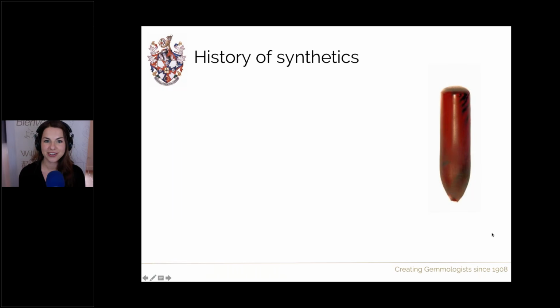To briefly look over the history of synthetics, the first commercially available synthetic came about in 1902, and this was the Verneuil flame fusion ruby. There are reports that Pierre Verneuil, who created this synthetic, did come up with the process in the 1880s, but he didn't commercially launch it until the 1900s.